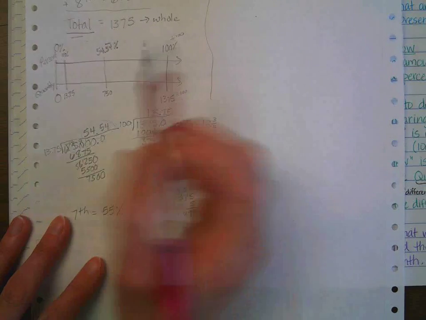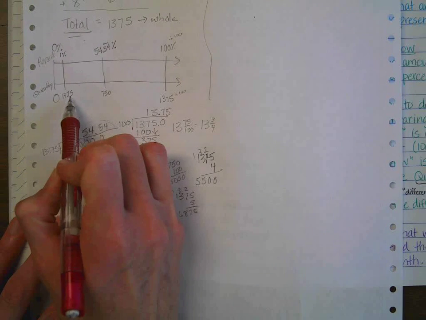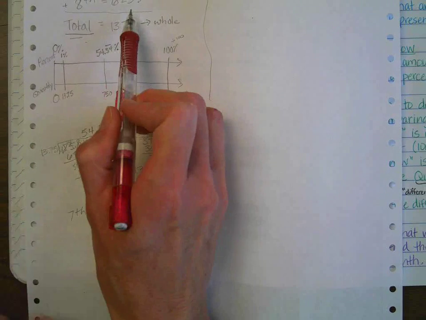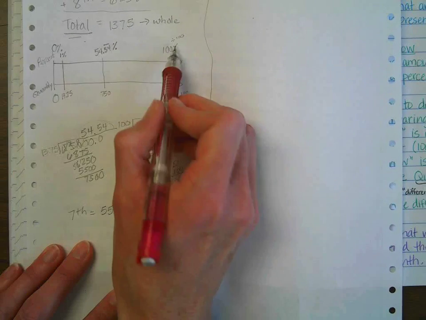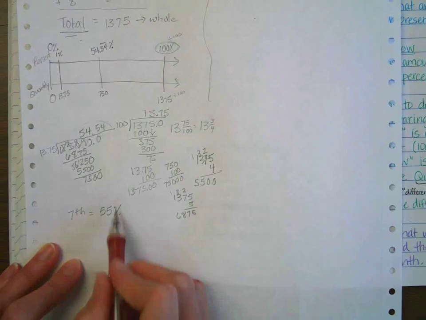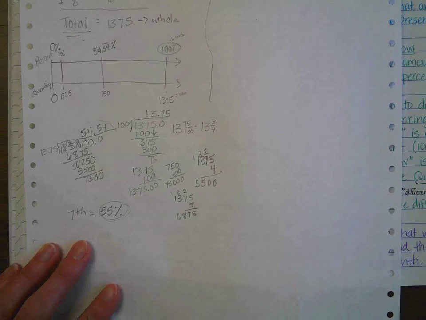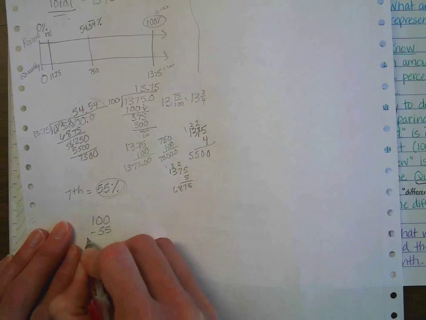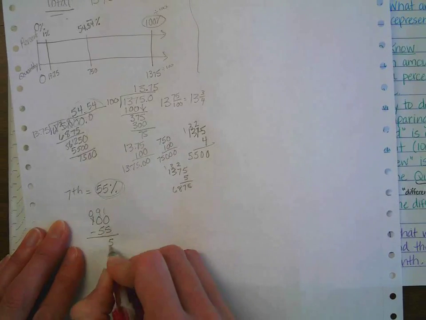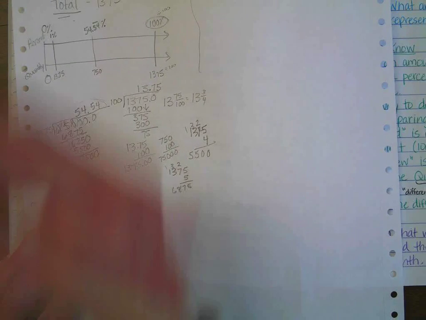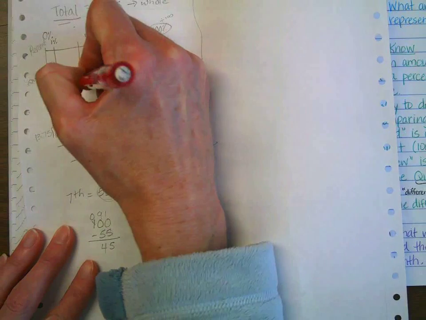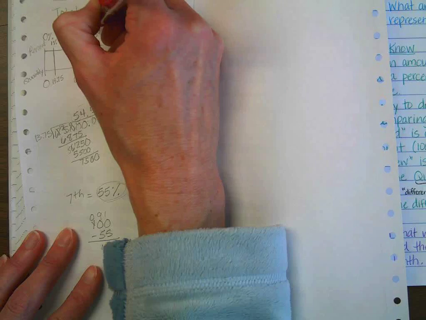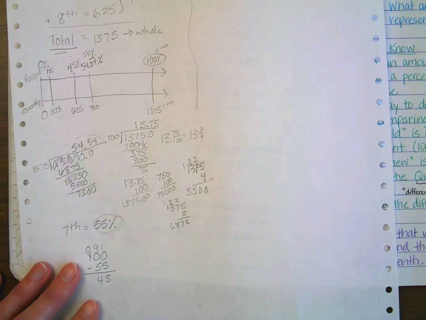So now, to figure out the 8th graders, we can do two things. We can do the same thing where we take 13 and 75 hundredths divided into 625 because that's what the 8th grade was. Or you have 100 right here. You have 7th grade right here. So could we use those two tools to figure out 8th grade? The answer is yes. So you take 100 and you subtract off the 55 and you get 45%. So we know that 8th grade, 625, is 45% if 7th grade is 55%.